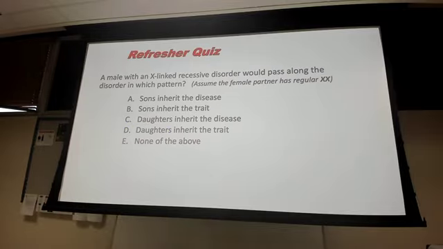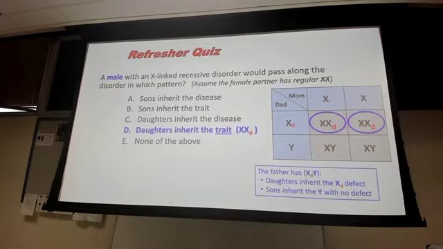So you got a male with X-linked recessive disorder, and they would pass along this disorder in which type of pattern? You got to assume that the female partner has normal genes. D? So it's probably not going to be E, right? We talked about this yesterday. Yeah, so if the male has that disorder, he can't pass the X chromosome to his son, so son's not going to have this, but he can pass it along to his daughter.